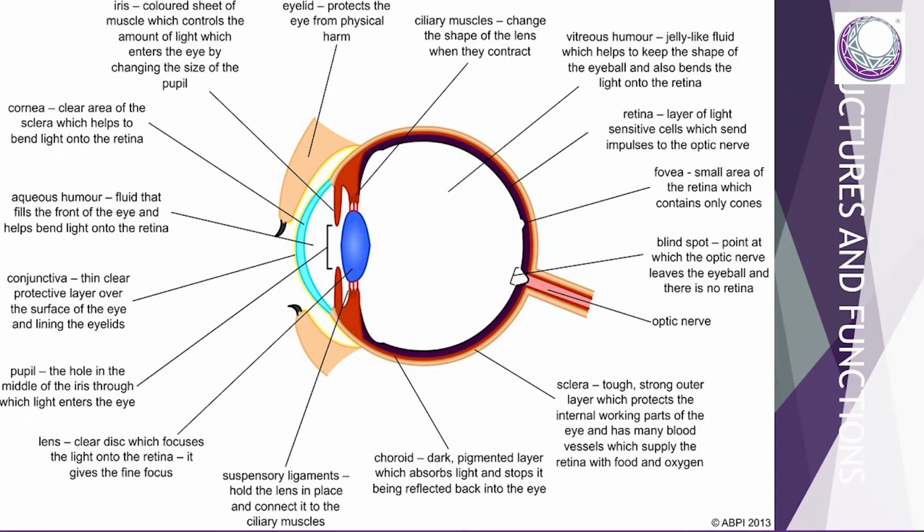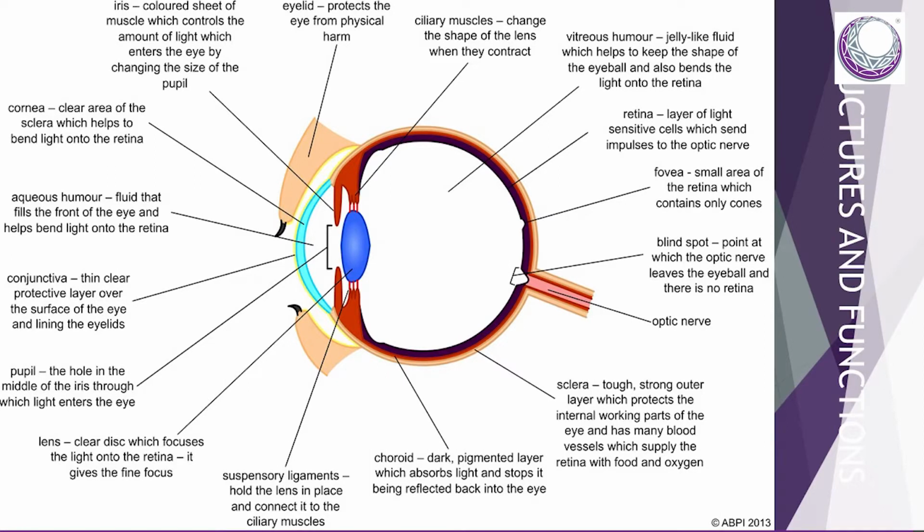And then again we have what we call the cornea. The cornea is a clear area of the sclera which helps to bend the light onto the retina. This is the cornea. And then at the back of the eye, there are several layers. We start with the choroid layer.